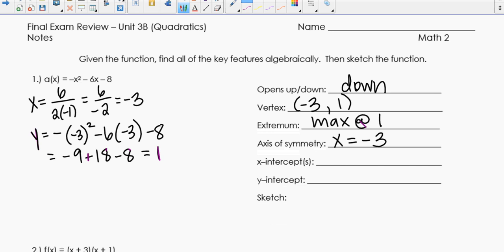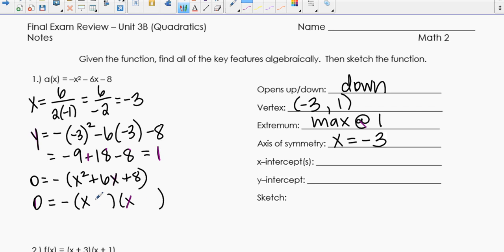The x-intercepts: every x-intercept has a y-coordinate of 0. So we have 0 equals negative, I'm going to factor out a negative right now, x squared plus 6x plus 8. So 0 equals negative, that factors to x plus 4 and x plus 2. So your x values there are negative 4 and negative 2. So your x-intercepts are at negative 4, 0 and negative 2, 0.